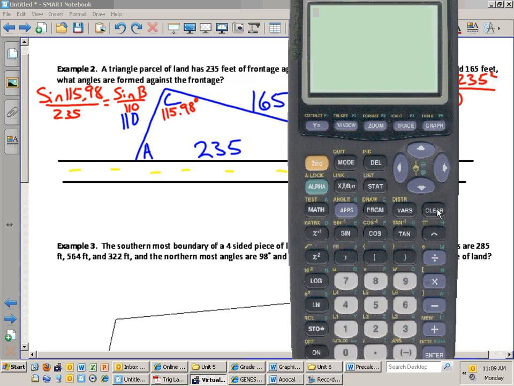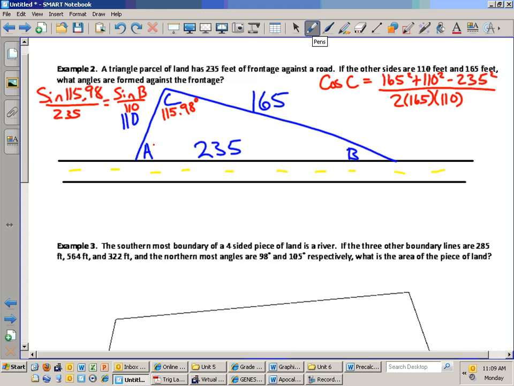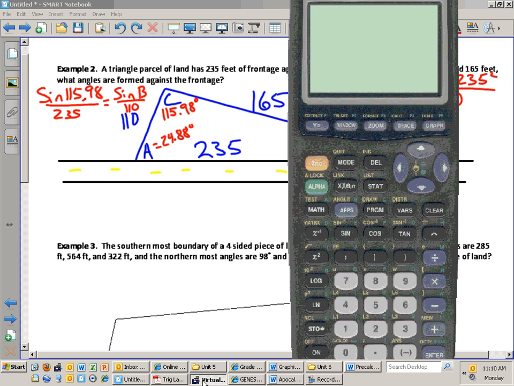24.88. How do I find B? Add those two and subtract from 180. So 180 minus 115.98 minus 24.88, and I get 39.14.